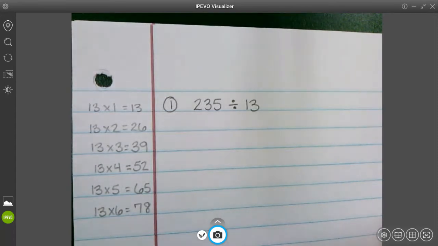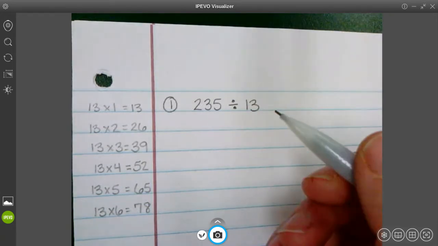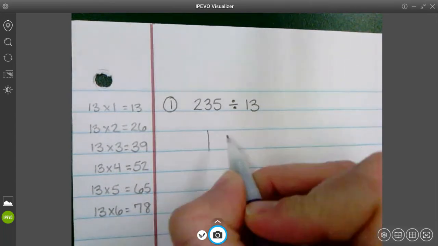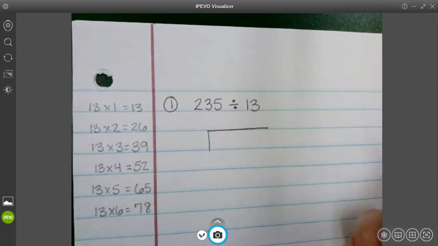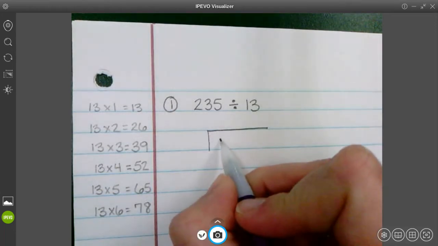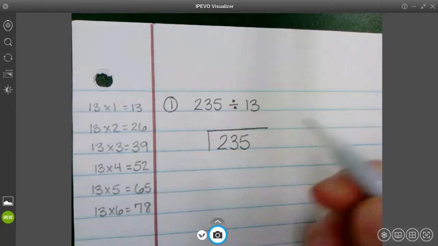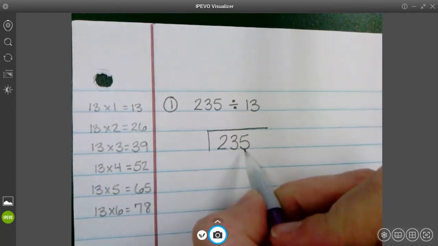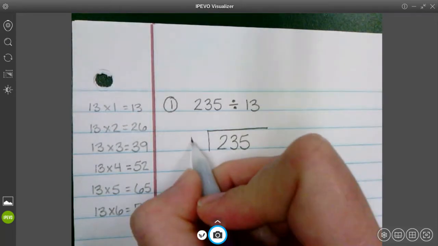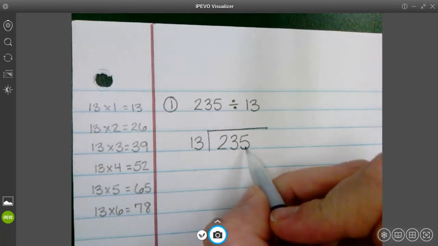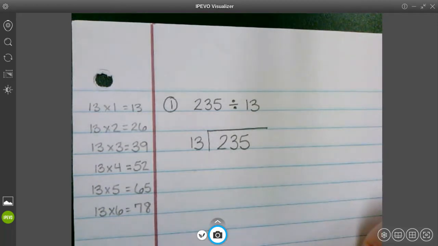Now we're going to start with what I refer to as the traditional method, the way that most adults probably learned how to divide. So we're going to set up our problem. Our dividend goes there. Dividend, you can think about it as what goes in. Here's your divisor, what you're dividing by. And our quotient, or our answer, will go at the top.